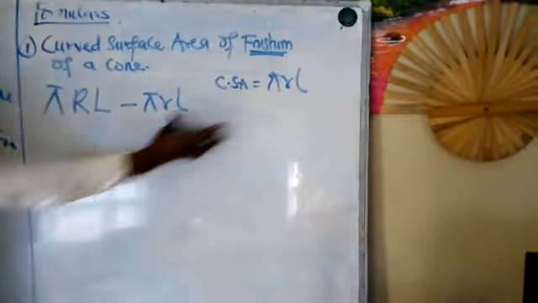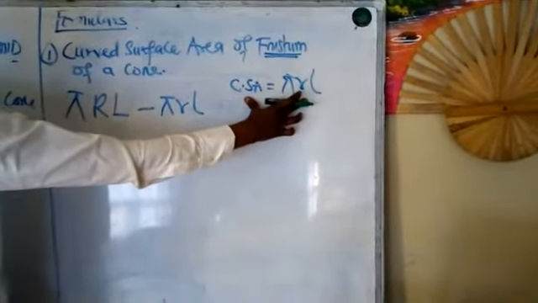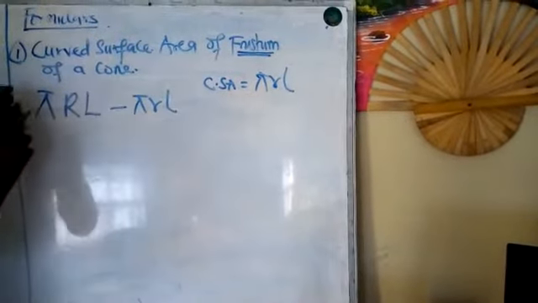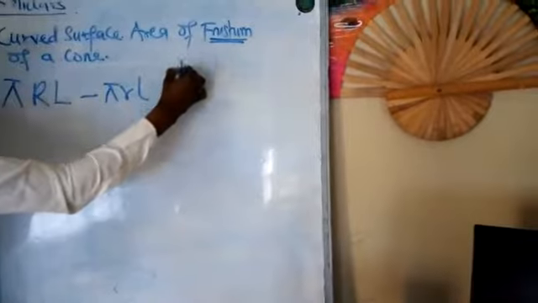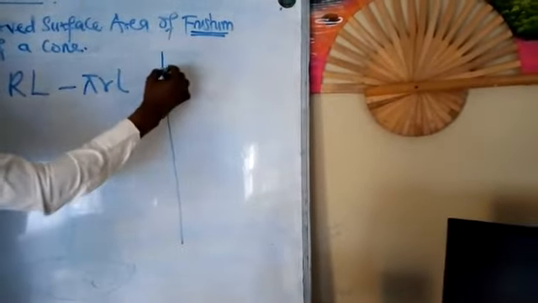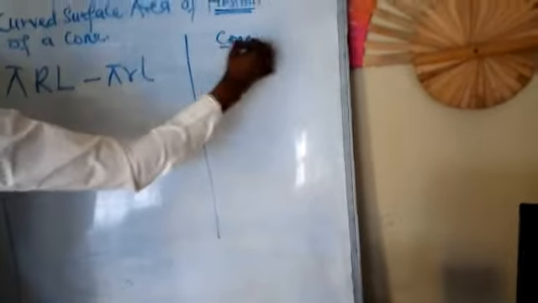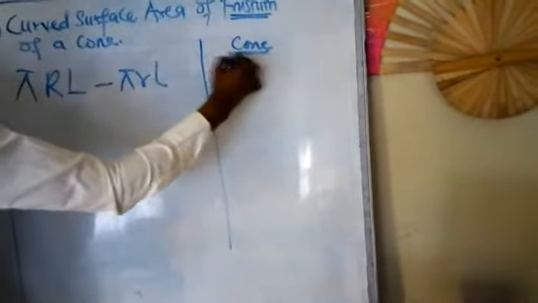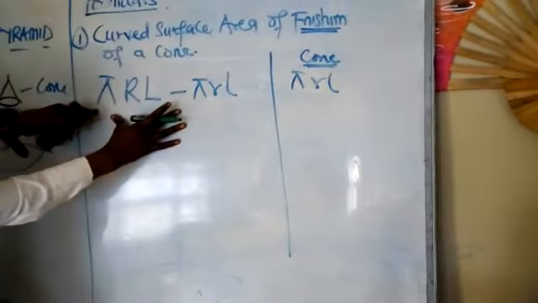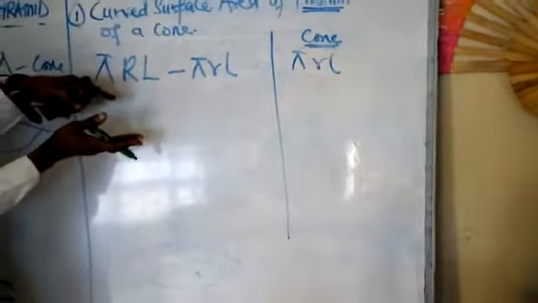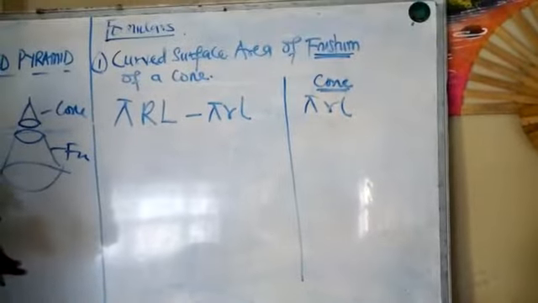Are you getting it? This is just the formula for calculating the curved surface area of the cone. Don't forget, please, don't mix it up. I just want to create a variation, that's why I'm writing it there. For just the cone, to find the curved surface area is pi r l, while for the frustum of the cone it is now pi R L minus pi r l, because two shapes have been formed as a result of the line you cut across parallel to the horizontal table. Are you getting it now?